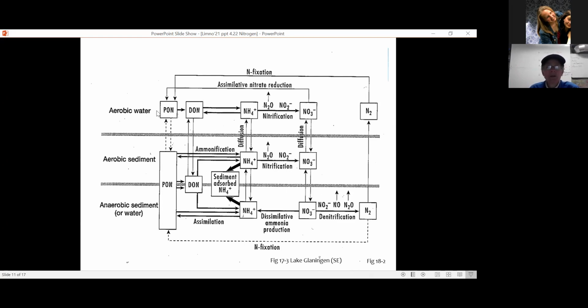Why are there two different layers of boxes here in the aerobic water versus the aerobic sediment? Okay, let's talk about what's the same. There's nitrate in the water, and it can get taken up by algae and turned into algae, which are particulate organic nitrogen. The algae can also take nitrogen out of the atmosphere in a process called nitrogen fixation and convert that into organic molecules inside the algae.